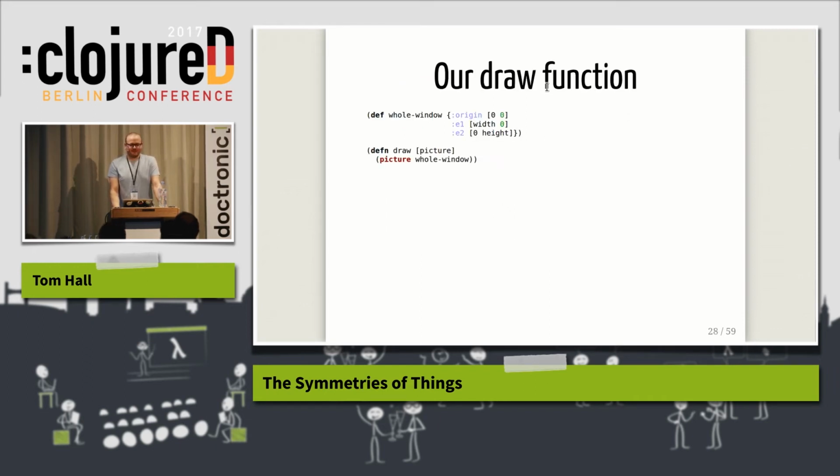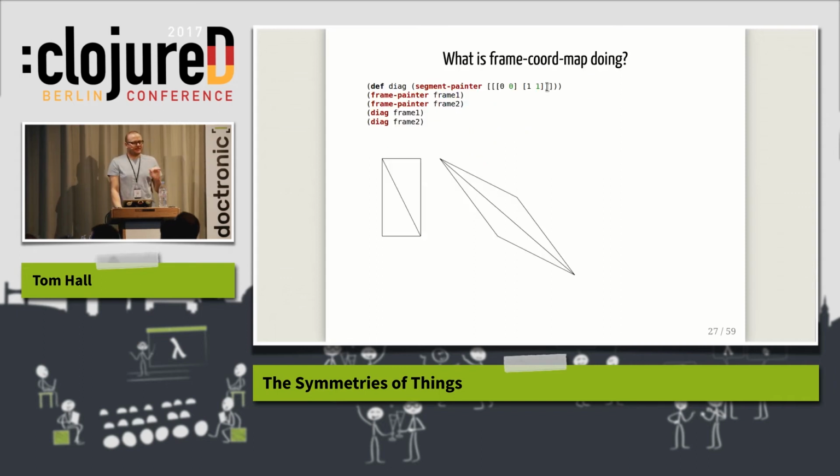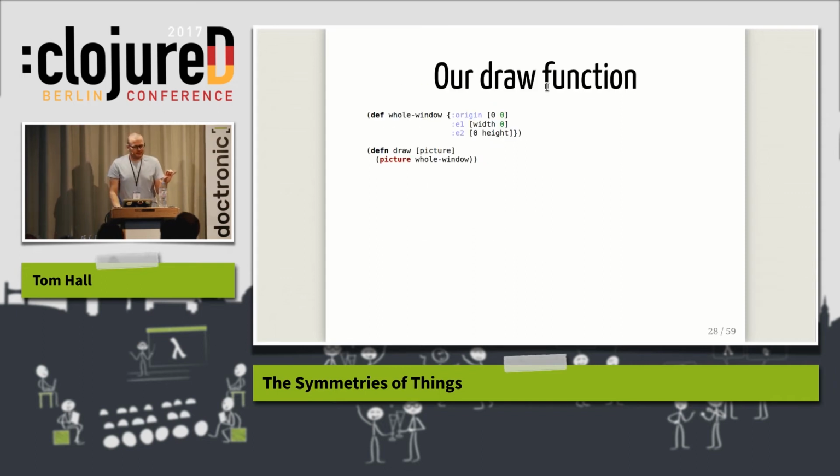Cool. So the draw function then is just a procedure that takes a picture and draws it in the whole window. So the draw function takes the picture and calls the picture, which is a function, on the frame that represents the entire window. So that draw function we used before, you now know. You now know how to draw lines, and you can draw segments and stuff.